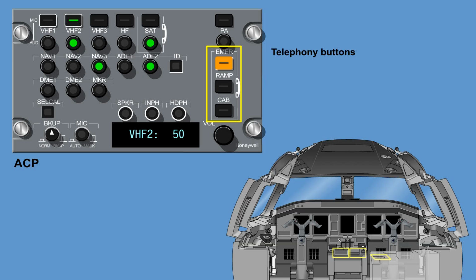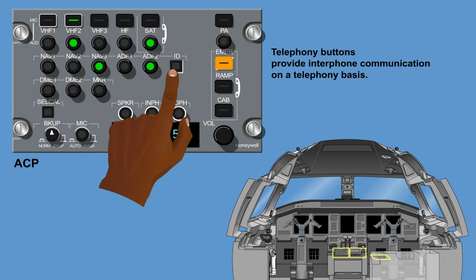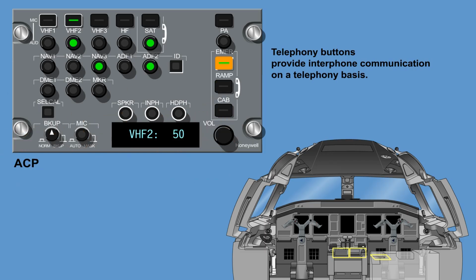The telephony buttons on the right, emergency, ramp, cabin, are set up with a hot mic, which provides interphone communication on a telephony basis. A light illuminates inside the button to indicate that it is pressed. Flashing of the light indicates a waiting call from or to the respective station. More than one telephony button can be selected at a time, with a maximum of one microphone selection button active.